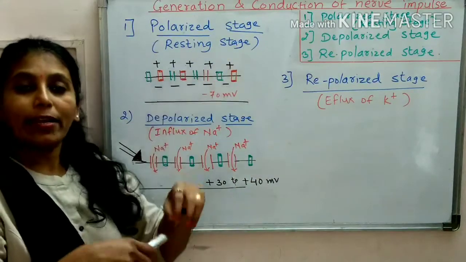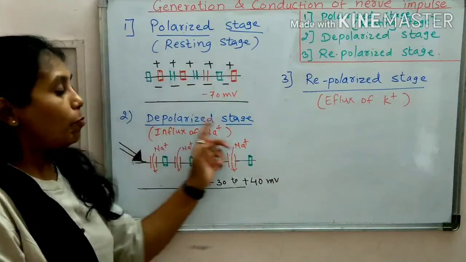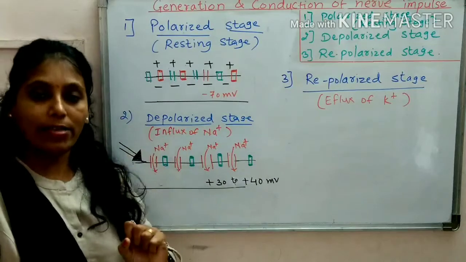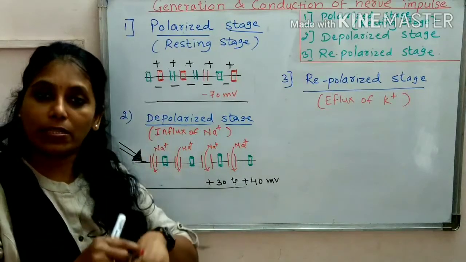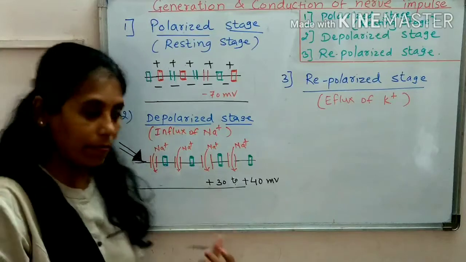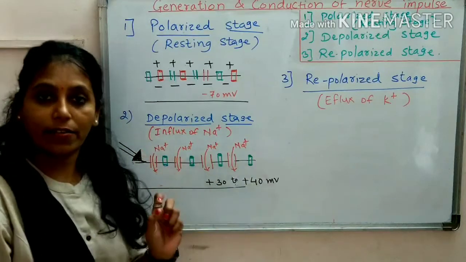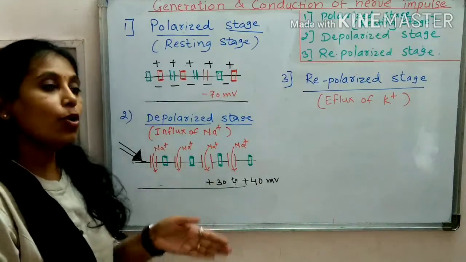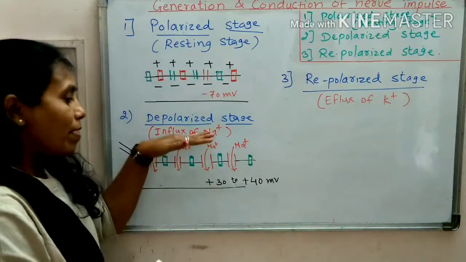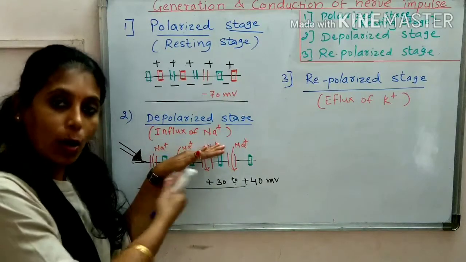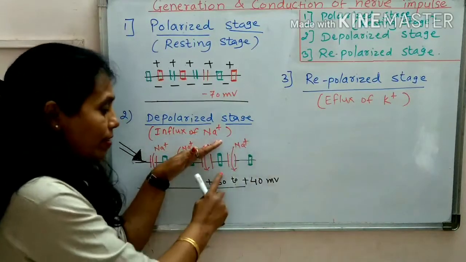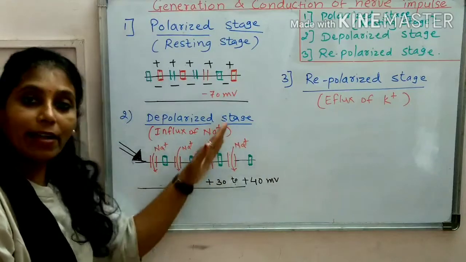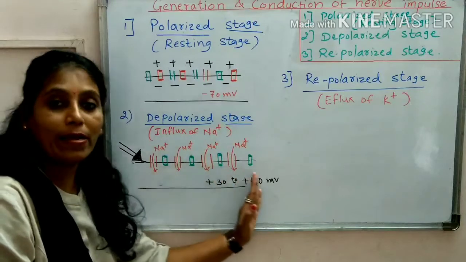So this is about the polarized state or resting stage. Now when the neuron goes into the depolarized stage, as soon as the nerve gets any impulse, at that time the sodium channels open. Here with red color I have shown sodium channels. So as the sodium channels open, here more sodium is present outside, means extracellular fluid. This is intracellular fluid. Here more sodium ions are present. They start coming inside the exoplasm.